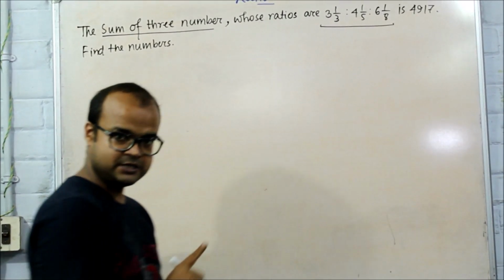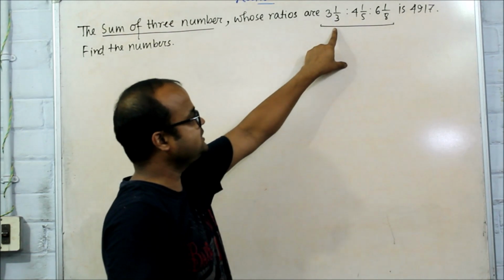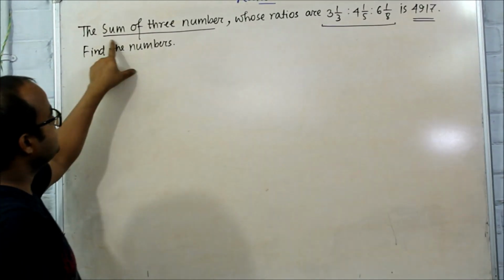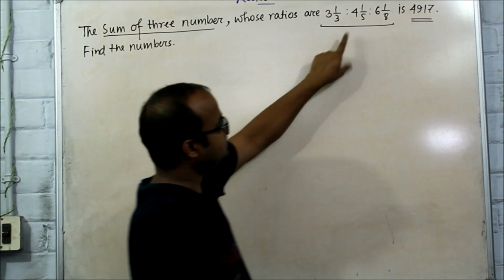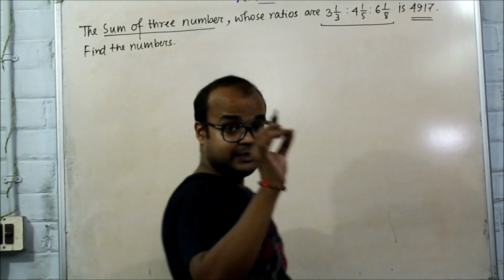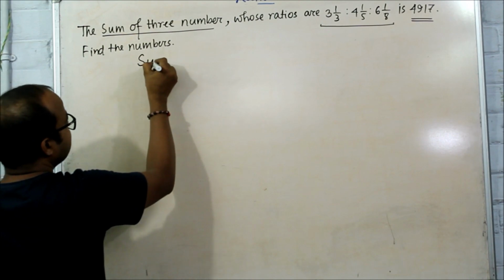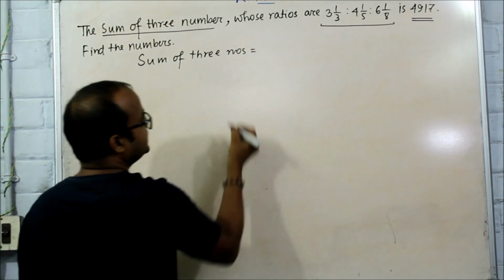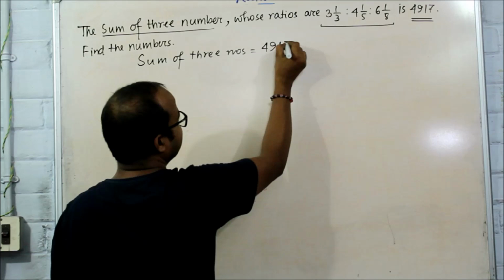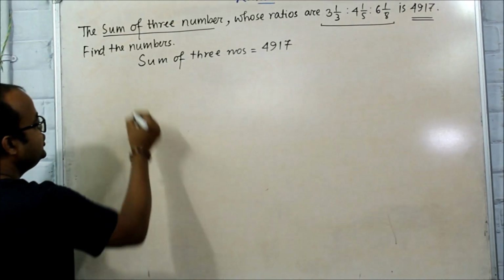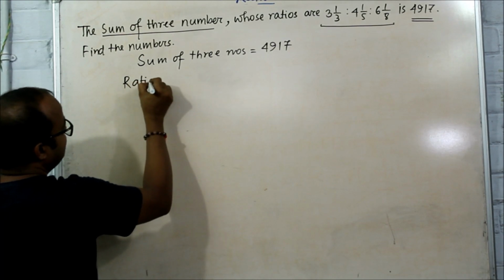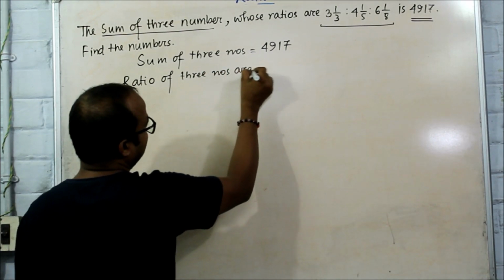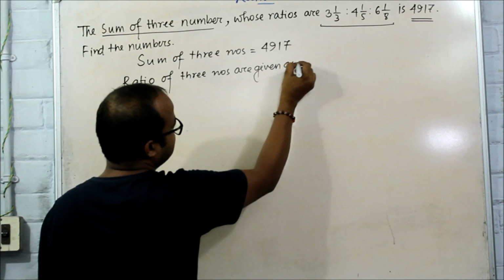the ratio of the three numbers is given, and the sum of the three numbers is 4917. The sum of three numbers whose ratios are given is 4917. That means the sum of the three numbers is given as 4917. Clear? And the ratio of the three numbers is given as follows.